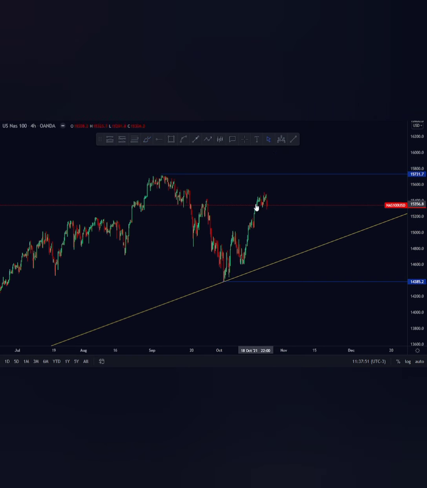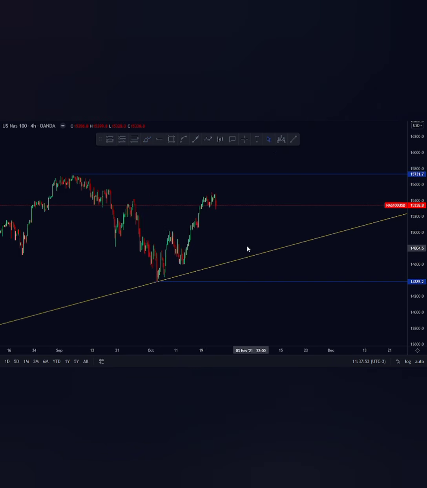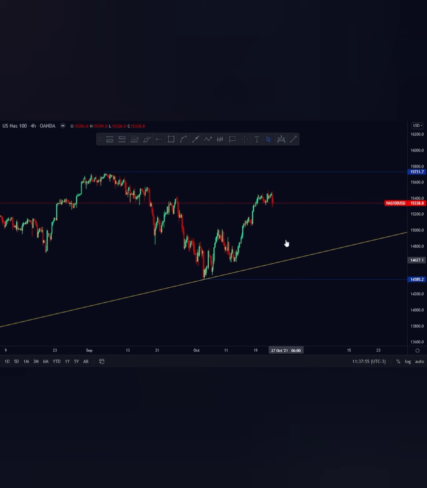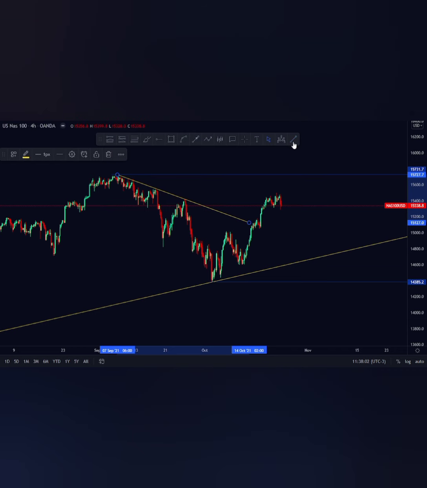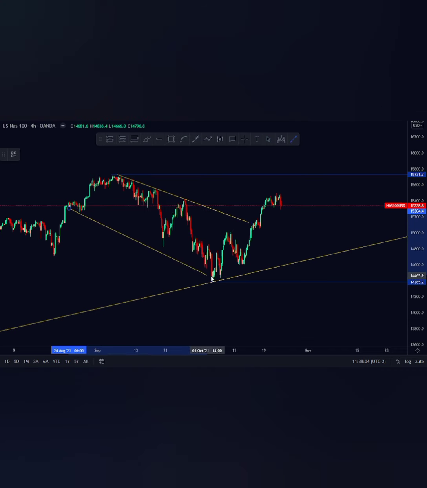But then let us check how price was moving before it got to a point where it started going up. If you can check, NAS100 was moving in a bearish momentum towards the downside. From this point, it gave us a double bottom. Double bottom started giving us what? A sequence of higher highs and higher lows.